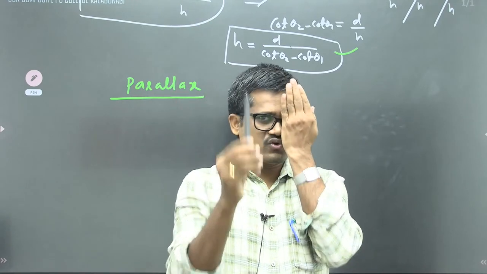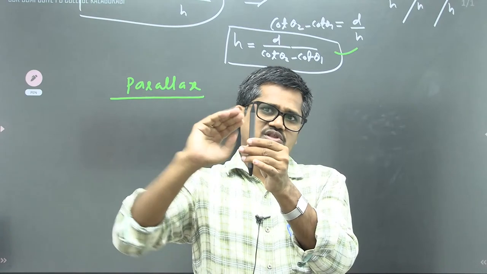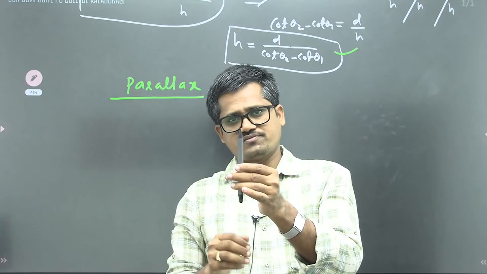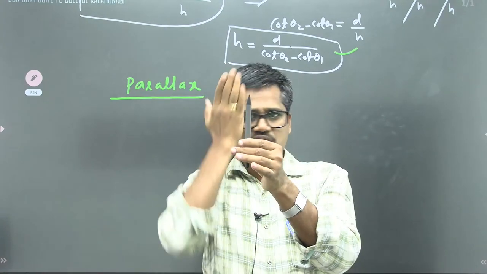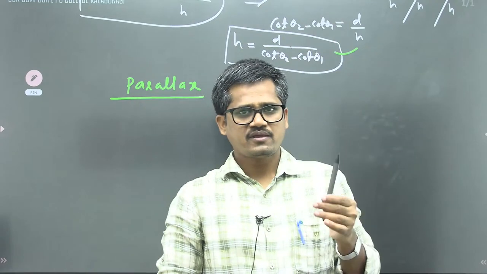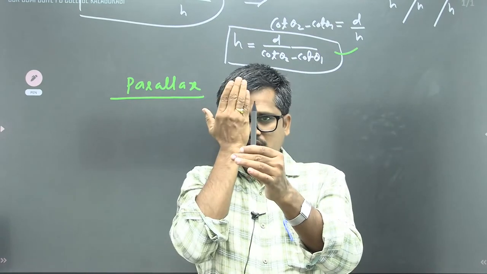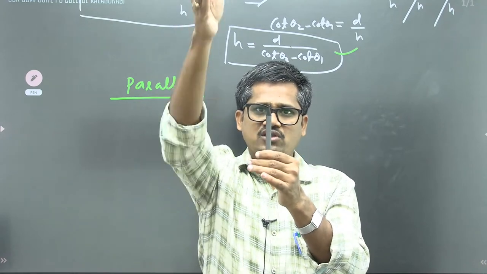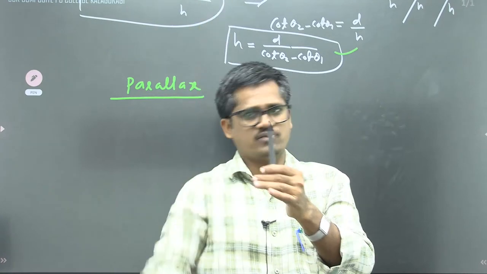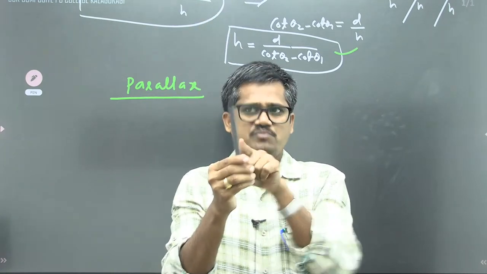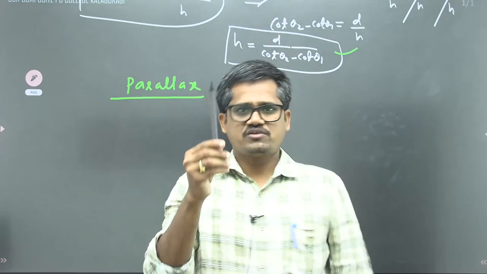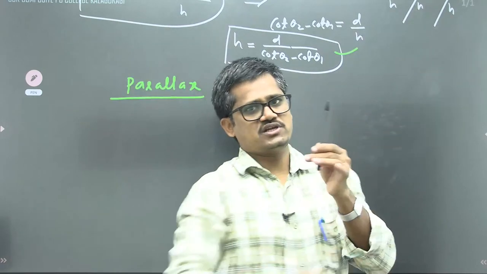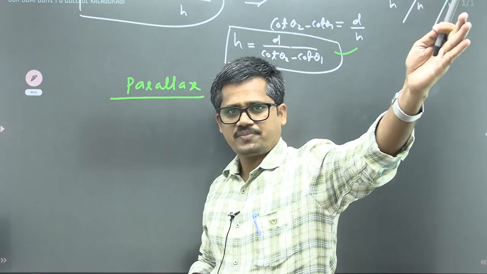By closing one eye, if you hold the pen, then this pen will lie at one particular location on the wall. The moment you open it and close the other, this pen will shift. When you look with this eye, the pen is at a particular location of the wall. When you close this and look with the other, the pen will shift this side and go to another part of the wall, right or not?